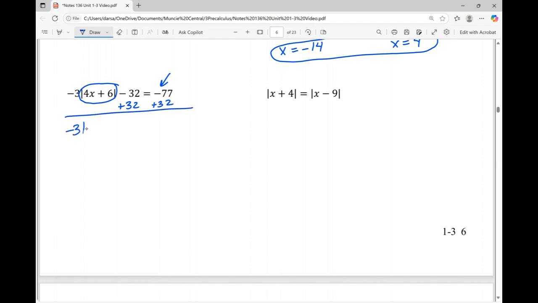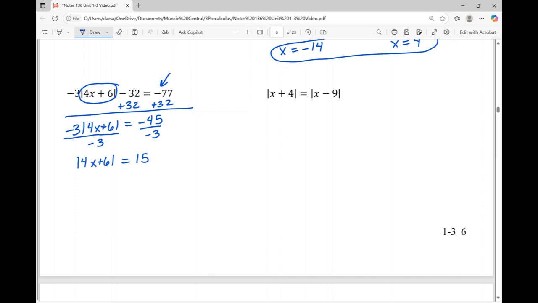So that gives me -3 times the absolute value of 4x plus 6 is equal to -45. And notice what happens when I divide by -3. A negative divided by a negative will become a positive. Remember, you cannot distribute. And in this particular problem, if you distribute that -3 into the parentheses, you will get this wrong. So we're going to have the absolute value of 4x plus 6 is equal to 15.